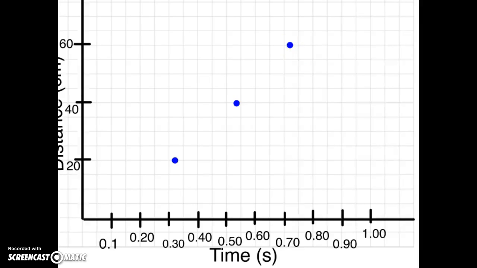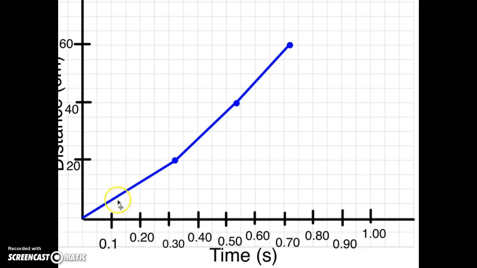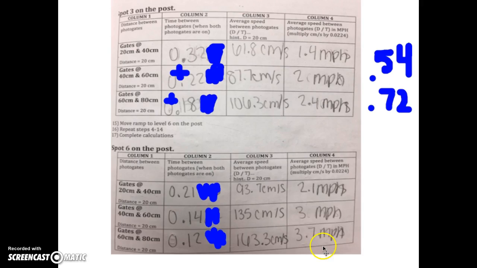The next thing that needs to happen is you need to get a ruler. Make a straight line from 0 to your first dot to your second dot to your third dot. From this line, we can tell that the car accelerated. The line gets slightly steeper, and so I can tell that the car went faster as it was going down the ramp. It accelerated. Now, let's graph this part of the data.